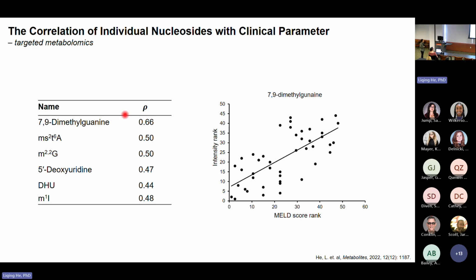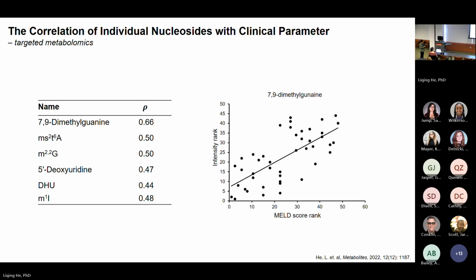The correlation coefficient also shows that 7,9-dimethylguanine has a correlation with the MELD score as high as 0.66, followed by ms2t6A and m2,2G. So until now, we can say that in urine samples, 7,9-dimethylguanine is really a good marker for ALD diagnosis, and can also be used for differentiation of different stages.